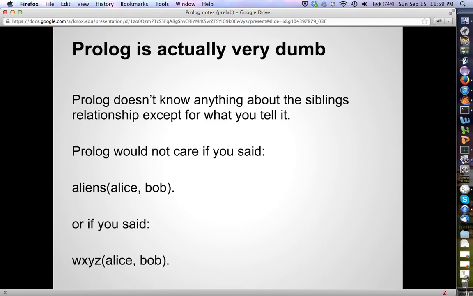Now, before we go about fixing the siblings rule, one weird note: Prolog actually doesn't know anything about these relationships. You could say aliens, Alice, Bob, but then use it like the siblings relationship, and Prolog wouldn't really care about the difference. You could say it's the WXYZ relationship. Prolog really doesn't care what you name these predicates as long as they start with a lowercase letter. You could name it the foo relationship. It really has absolutely no idea, because Prolog is actually very dumb.